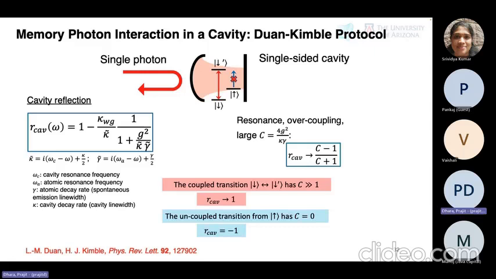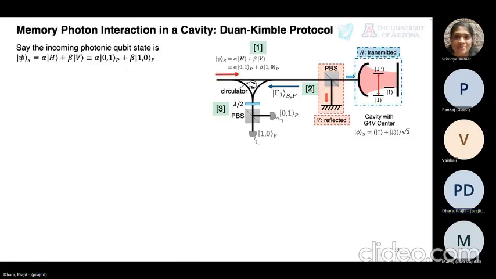So depending on which state of the spin I'm in, I can impart a phase difference in the photon reflected off the system. And this is used to do a hybrid quantum gate between the state of the spin and the state of the photon reflected from the cavity. So what this essentially does is it allows you to do a teleportation of the incoming photon into the cavity. How do you achieve that?